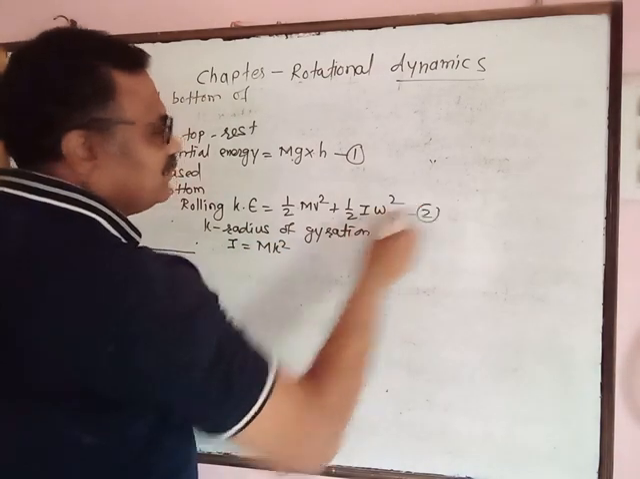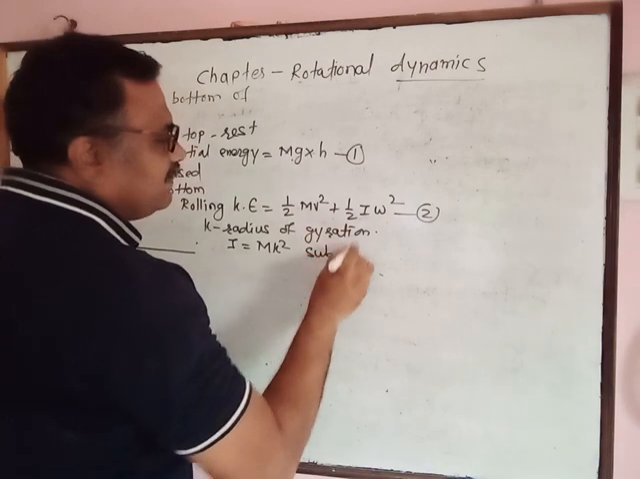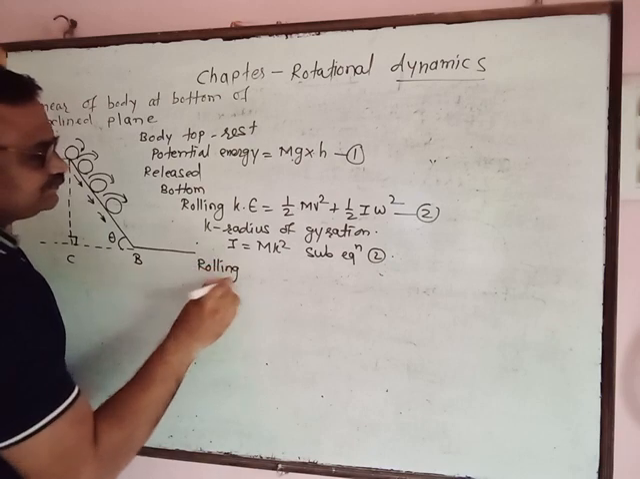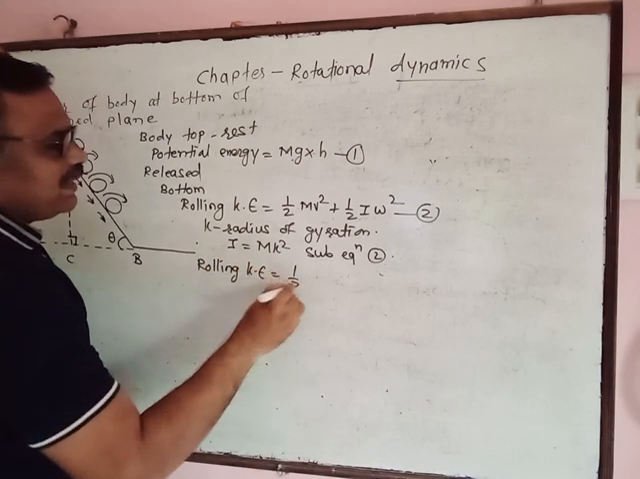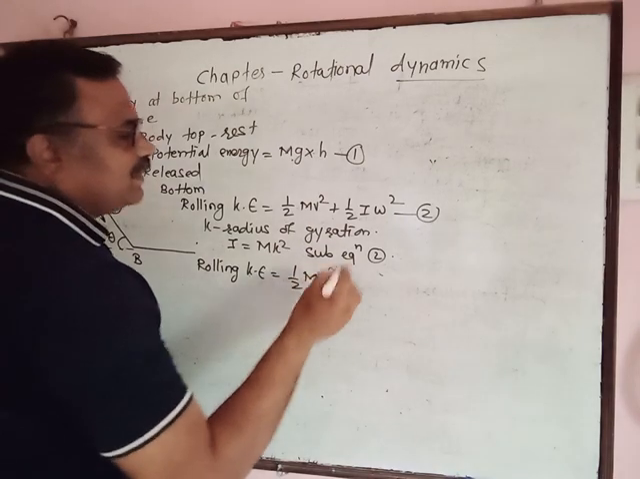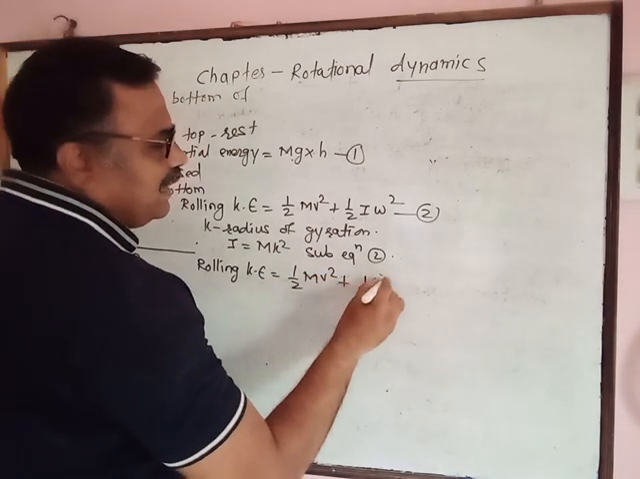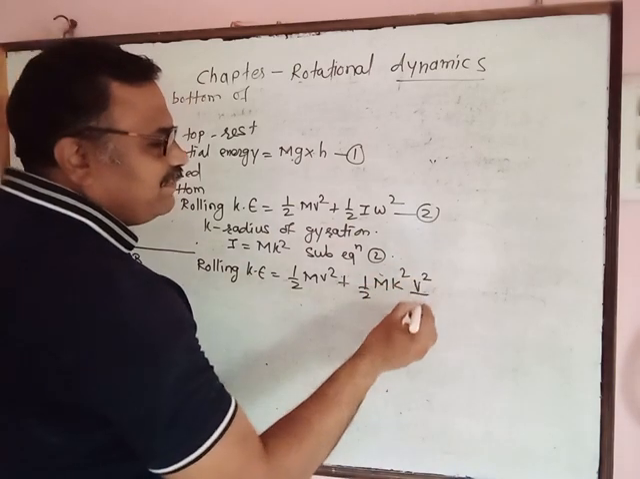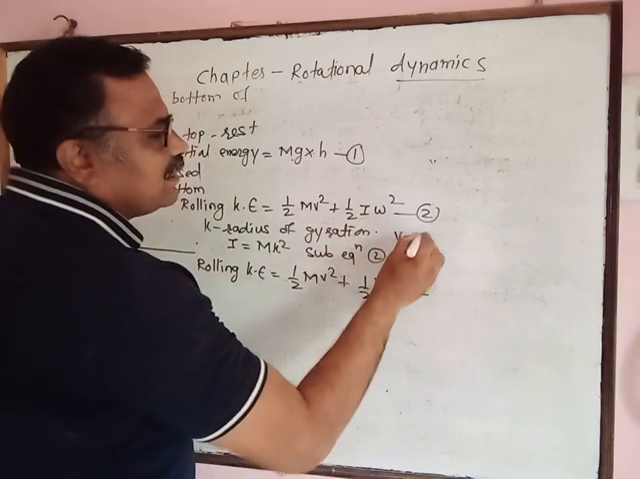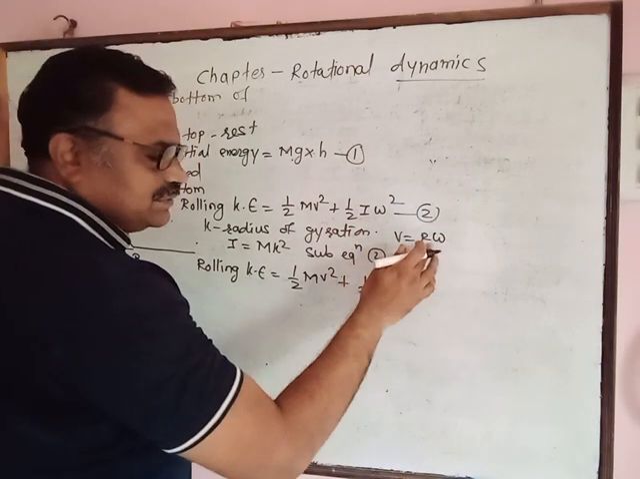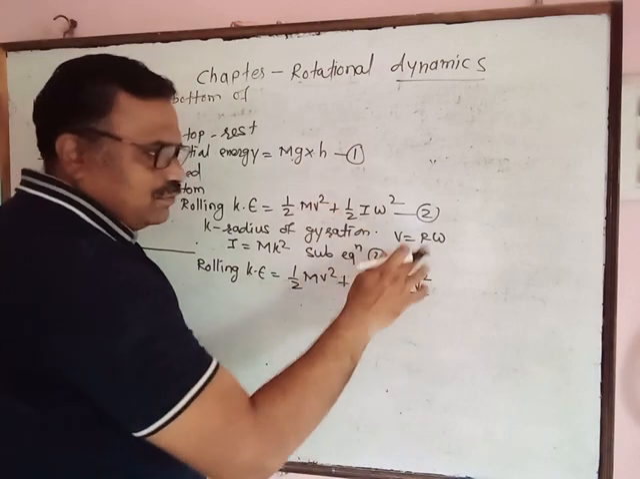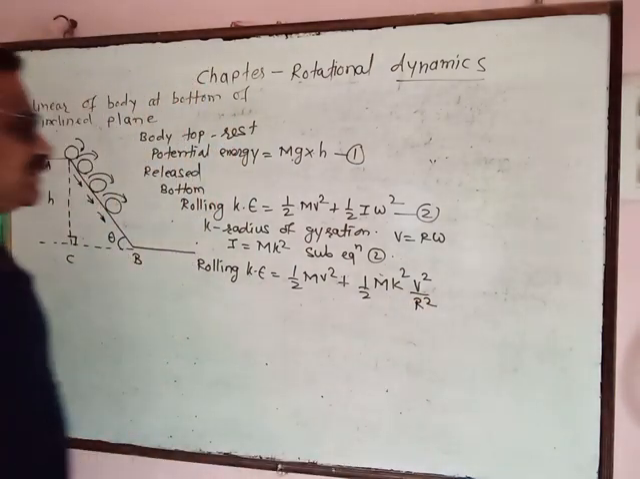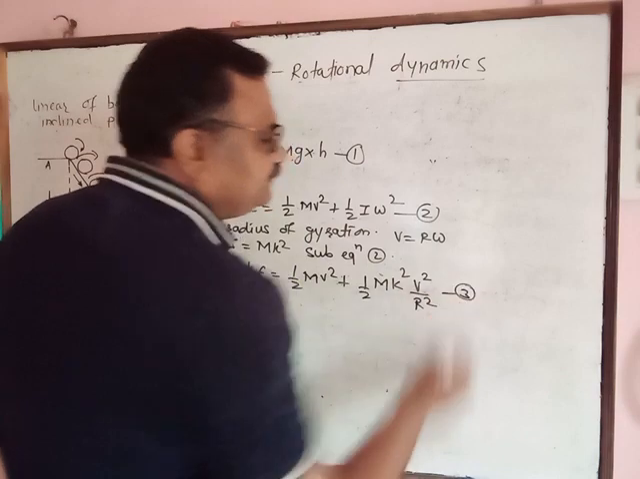Substituting this value in equation number 2, we get rolling kinetic energy equal to 1 by 2 mv square plus 1 by 2 mk square omega square. Similarly, omega means v upon r, therefore omega square is v square upon r square. This is the expression for rolling kinetic energy.